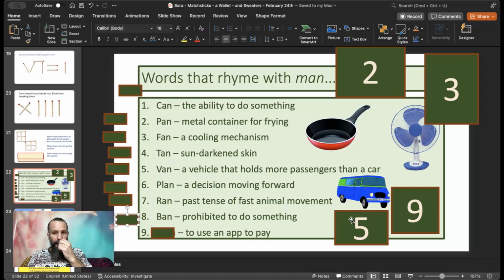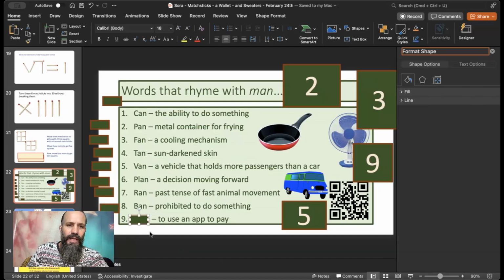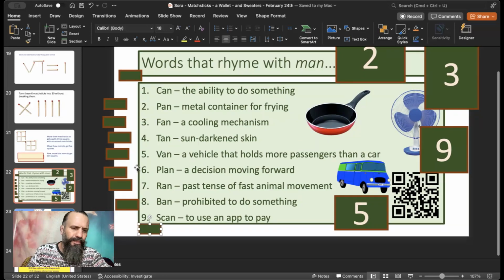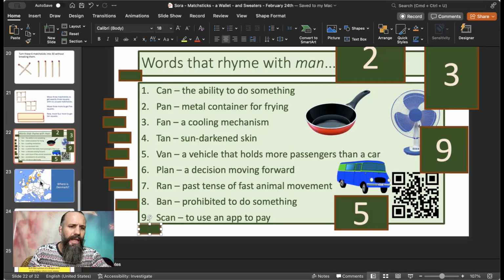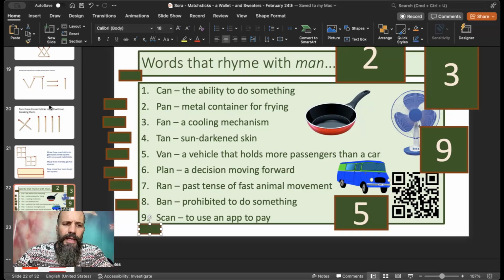The last one is to use an app to pay for something, right? If I show you the QR code and I use my phone to do it, what action am I doing? I'm not taking a picture, even though I'm using my camera to scan, right? Scan is what I'm doing there. Scan. There we go.